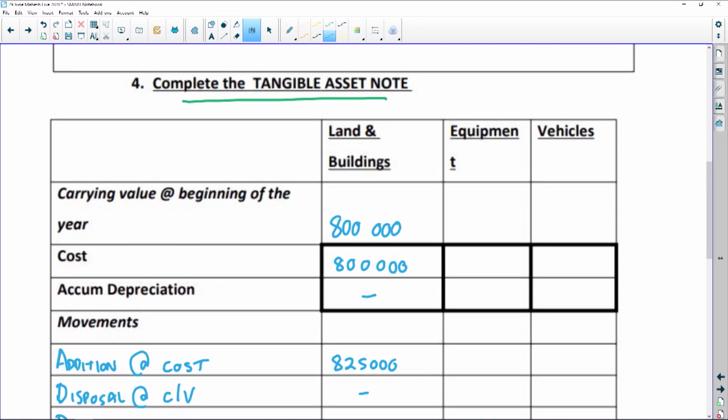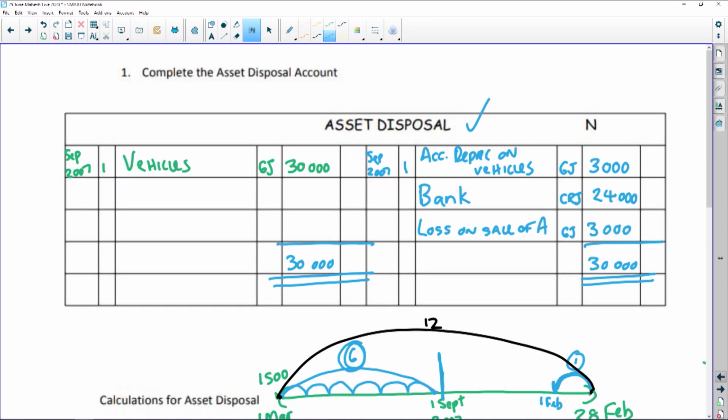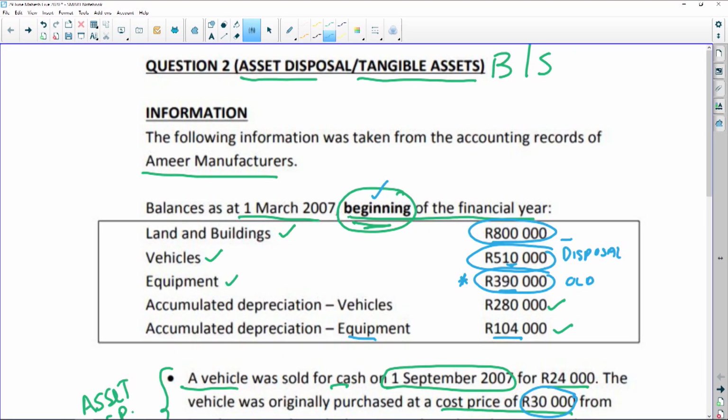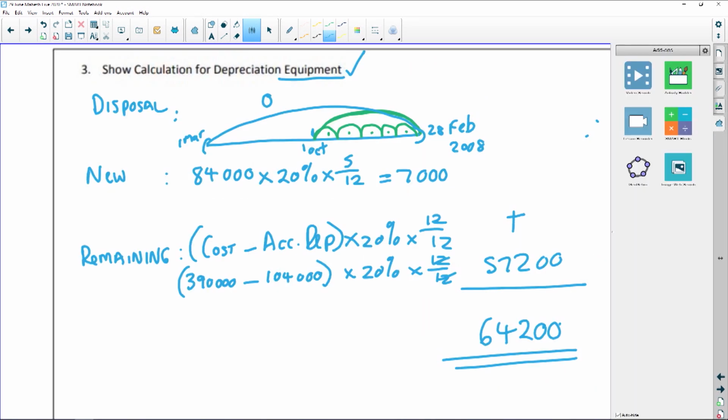Let's now move on to equipment. Once again, we're going to look at equipment at the beginning of the financial year. Because the information starts with the beginning of the year, we're not working backwards as sometimes you're expected to do in such a question. So my equipment at the beginning of the year, 390,000 is the cost, and accumulated depreciation 104,000. Let's take that through to our note.